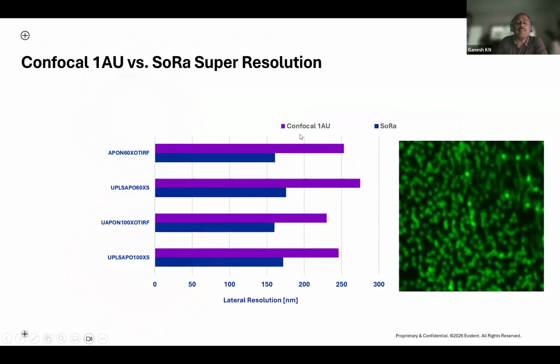Look at this image here. This is a confocal at 1 area unit. This is what you are resolving, 250 nanometer. With SORA, or super resolution by optical reassignment, by having a micro lens on the emission side as well, you have further improved the resolution to 140 to 150 nanometer in real time.